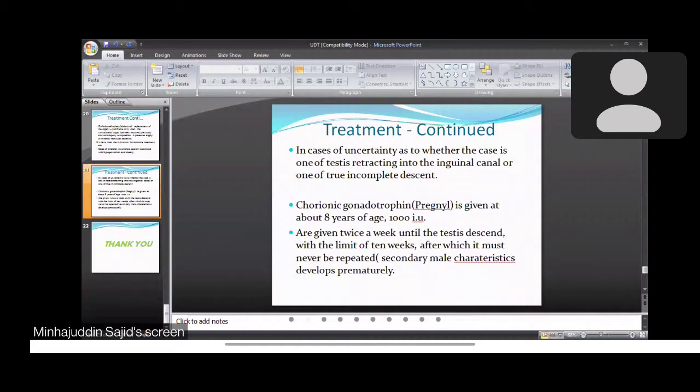In cases of uncertainty as to whether the case is one of the testis retracting to the inguinal canal or one of incomplete descent, chorionic gonadotropin or pregnenolone is given at about 8 years of age, 1,000 international units, twice a week until the testis descends, with a limit of 10 weeks, after which it must never be repeated. Secondary, male sexual characteristics develop prematurely.